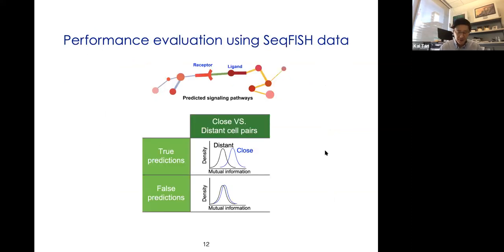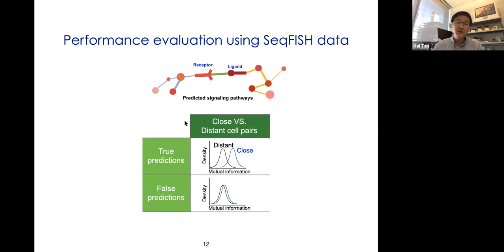So as I mentioned, it is actually an open question how to evaluate the prediction of those signal transduction pathways, because the biggest problem is the lack of a gold standard. So in this study, we developed two approaches to evaluate the performance or the quality of the predicted pathway.